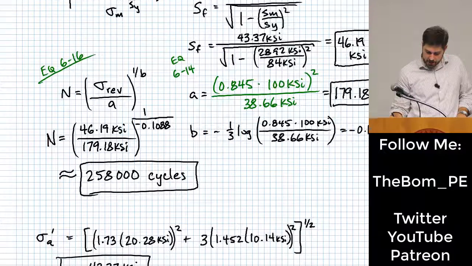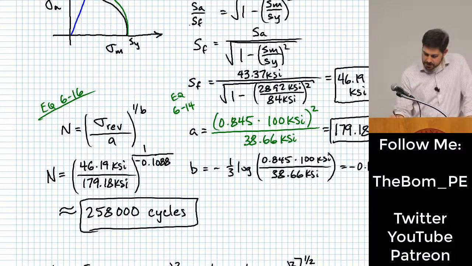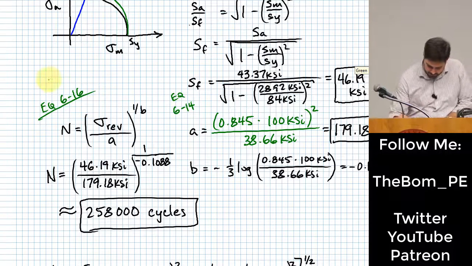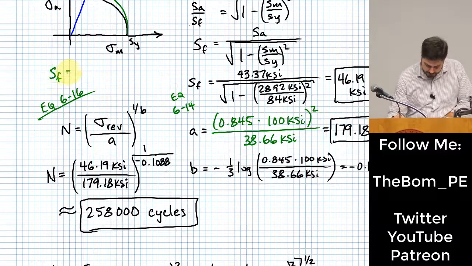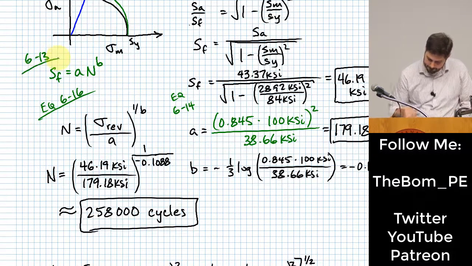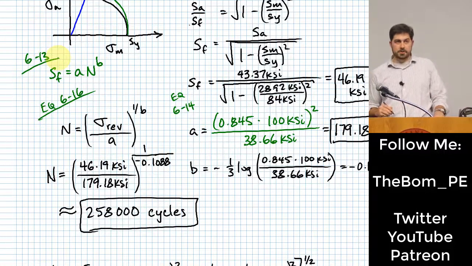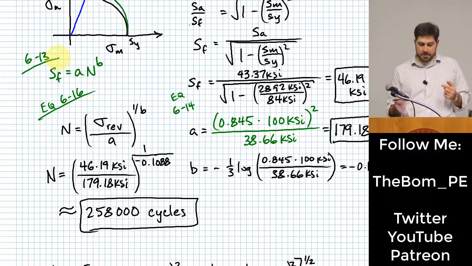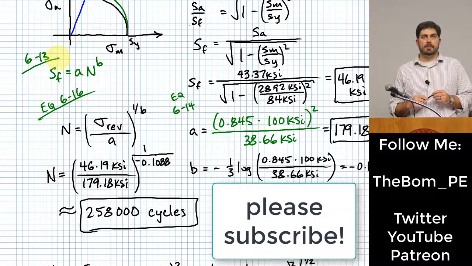This, by the way, that equation I did, 616, is just a rearranged form of equation 613, which is S sub F equals A N to the B. Those are not different from each other. They're just rearranged so that you're finding cycles rather than finding strength. All right?